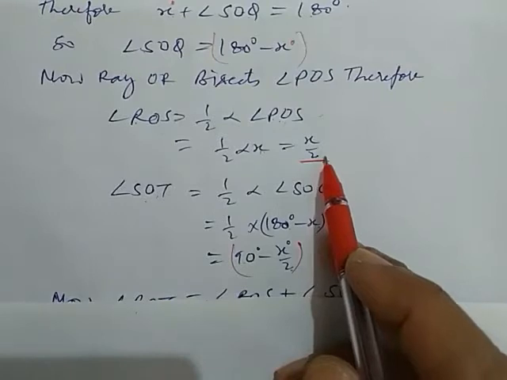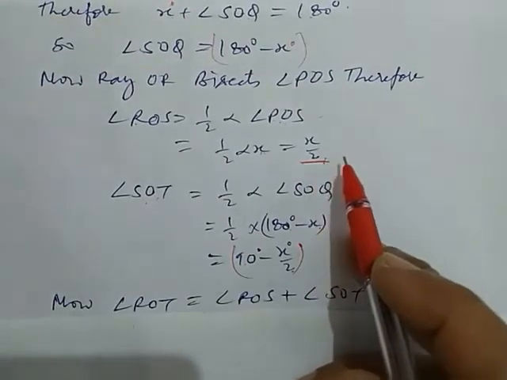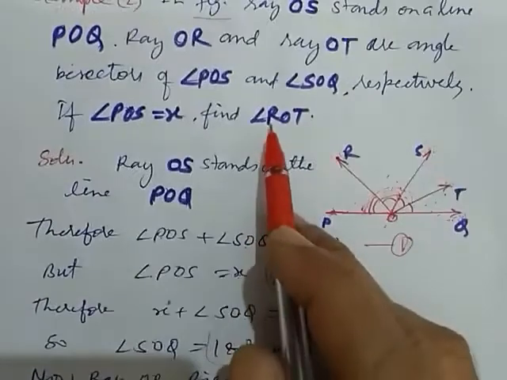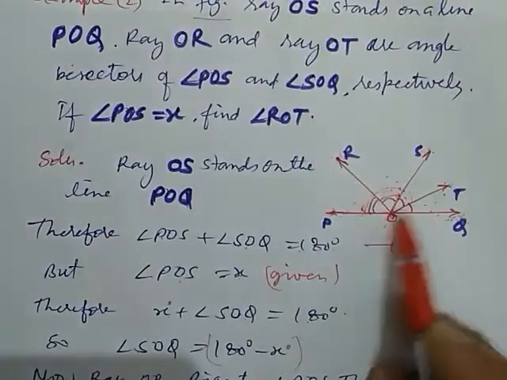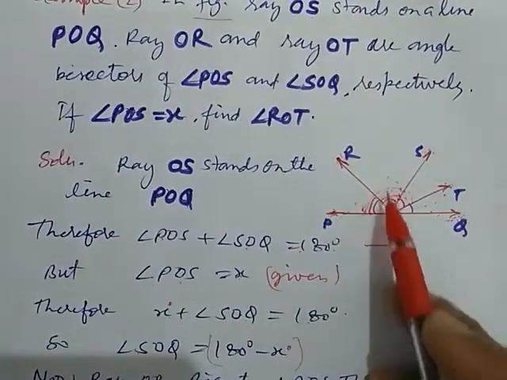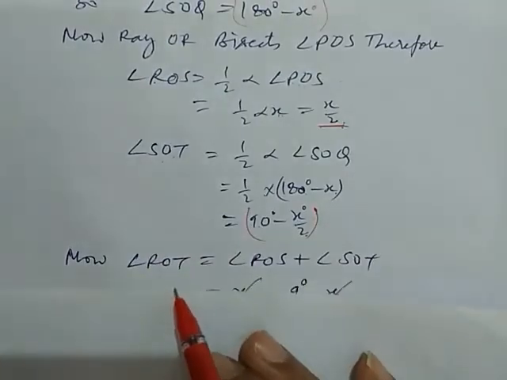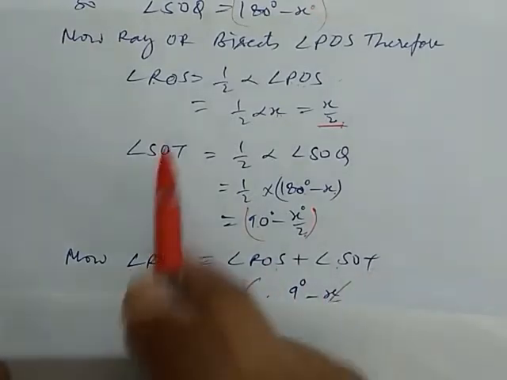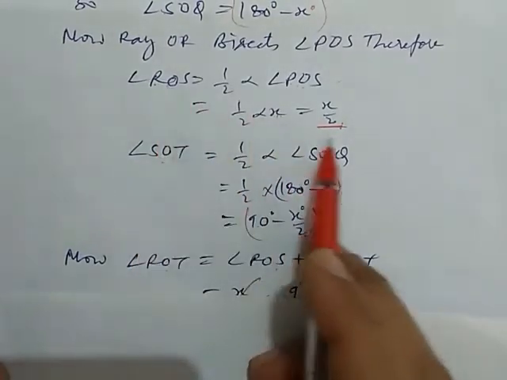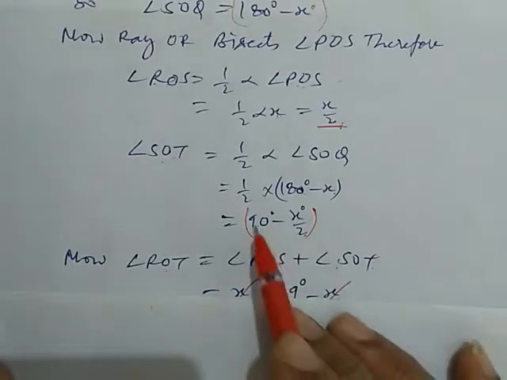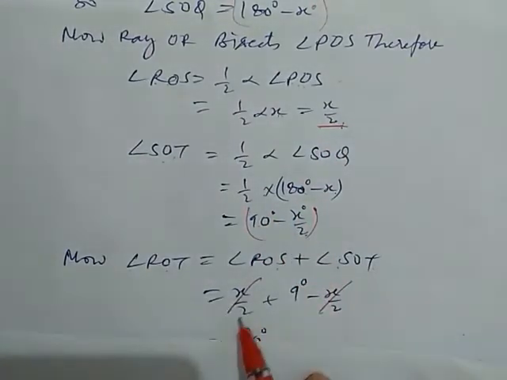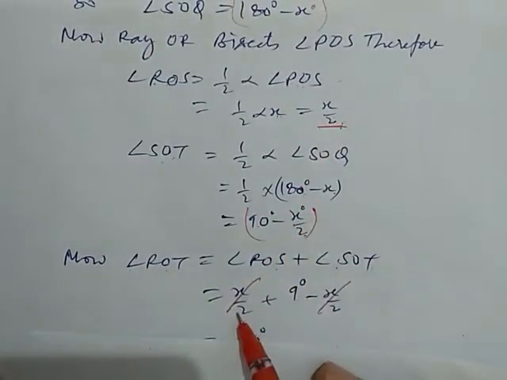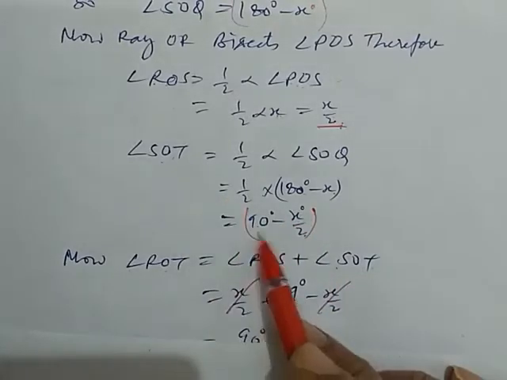Now we have to find the angle ROT, and ROT is just equal to ROS plus SOT. We add them. Angle ROT is equal to angle ROS plus angle SOT, and we have already found ROS and SOT. So we put the values here: ROS is x by 2 and SOT is 90 minus x by 2.